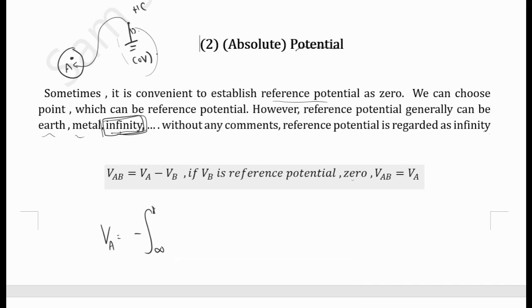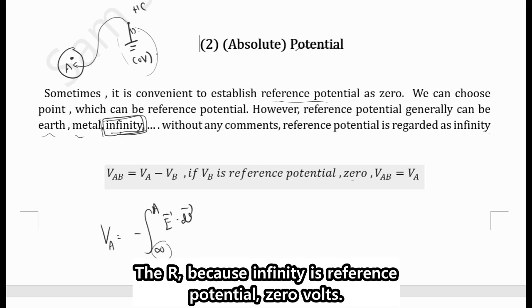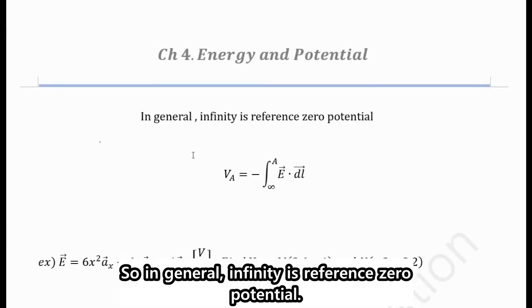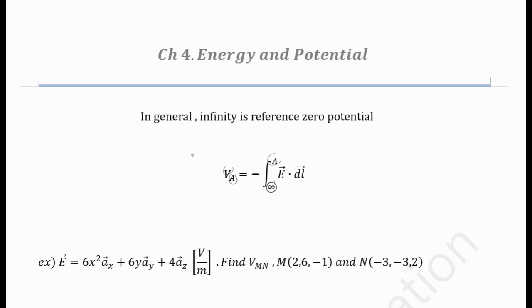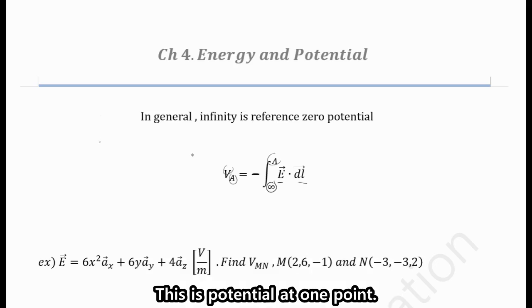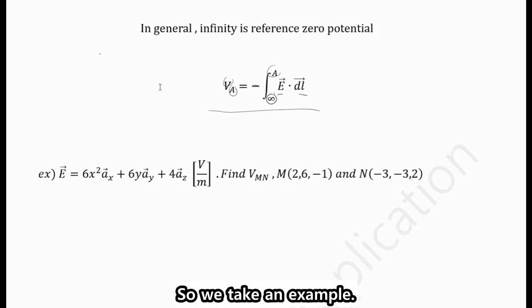So if we want the potential at point A, it is the potential difference from infinity to point A, because infinity is the reference potential of 0 volt. So in general, infinity is the reference 0 potential. So the potential at point A is minus the integral from infinity to A of E dot dl. This is the potential at one point.